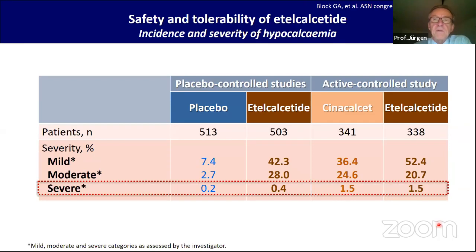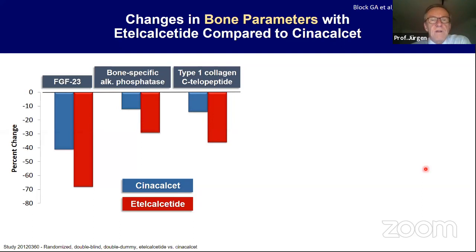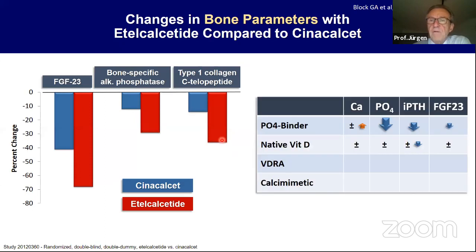Safety, hypocalcemia with etelcalcetide. Well, here you can see that in the head-to-head study, severe hypocalcemia was similar in terms of prevalence, even though the mild hypocalcemia was more common with etelcalcetide. It is just a more potent calcimimetic. And finally, bone. What does bone, at least biochemically, do? Well, if you look at etelcalcetide versus cinacalcet, etelcalcetide lowers FGF23 more, bone-specific alkaline phosphatase more, and bone turnover more.